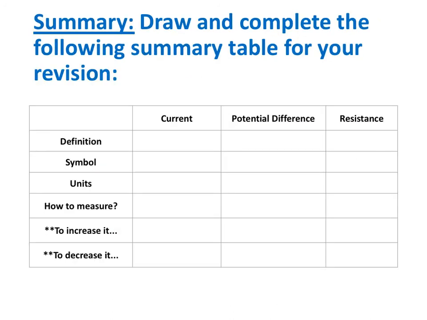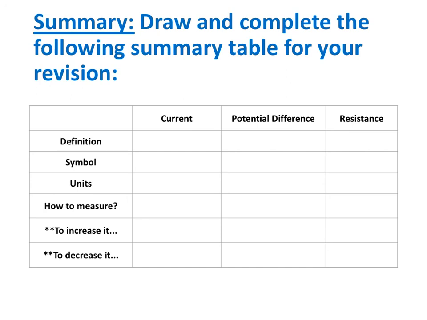Okay, so we're going to try and bring it all together, summarize everything. So current, potential difference, resistance are the 3 key aspects to electricity in Year 9. We've got definition, we've got symbol, we've got units. How could we measure them? We're going to have to think about that to do with resistance, because we haven't specifically talked about that, but now that you know one of the equations, you might have an idea about how we can measure resistance, and then how we could either increase or decrease any of those in a practical sense. What could we do to our circuit to either increase or decrease any of those?